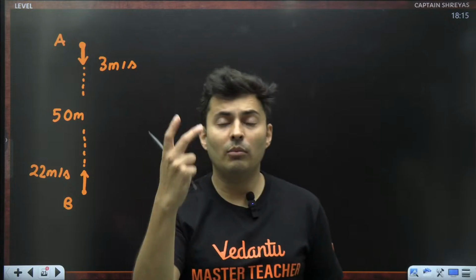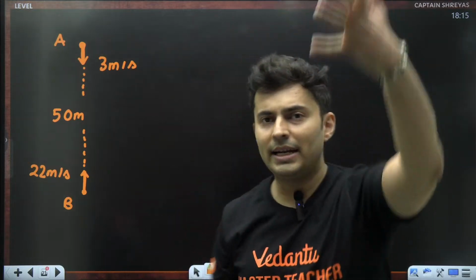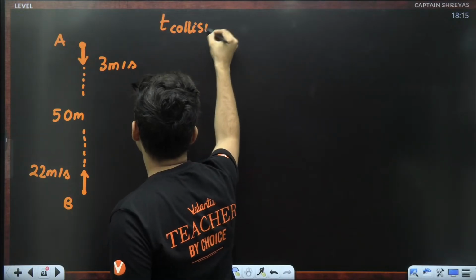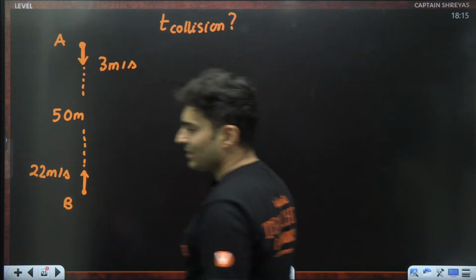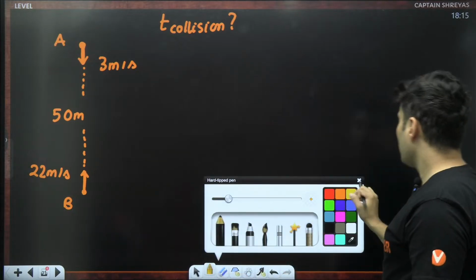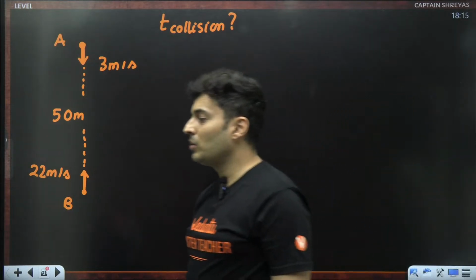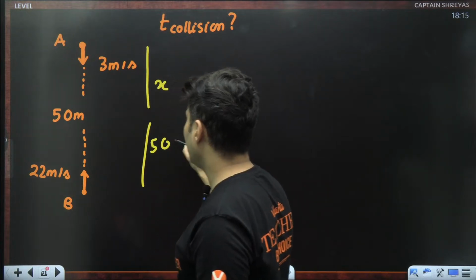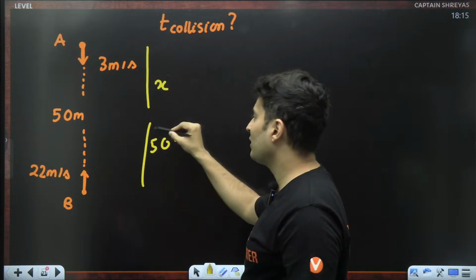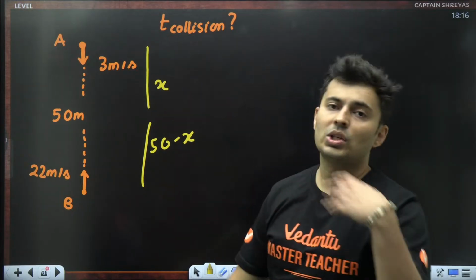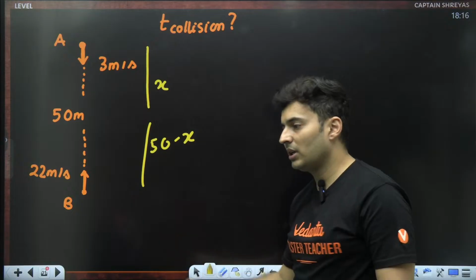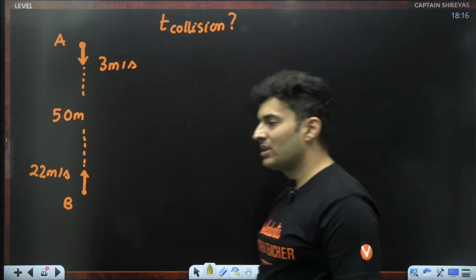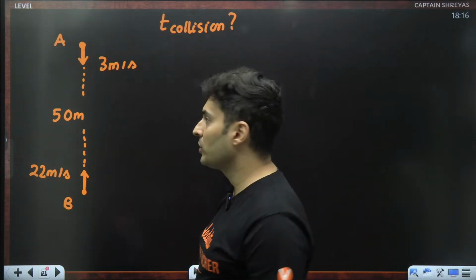From the bottom, you're throwing a ball up. Both of them will collide somewhere. The question is, what is the time of collision? This is also a very common question. Now, in these questions, what usually people do is they assume that this ball travels x, so this ball will travel 50 minus x. They write equations of kinematics for each, solve for x, then solve for time, and so on. Too long, guys. Don't do it like that. Rather, I would suggest one simple trick in these kinds of questions.